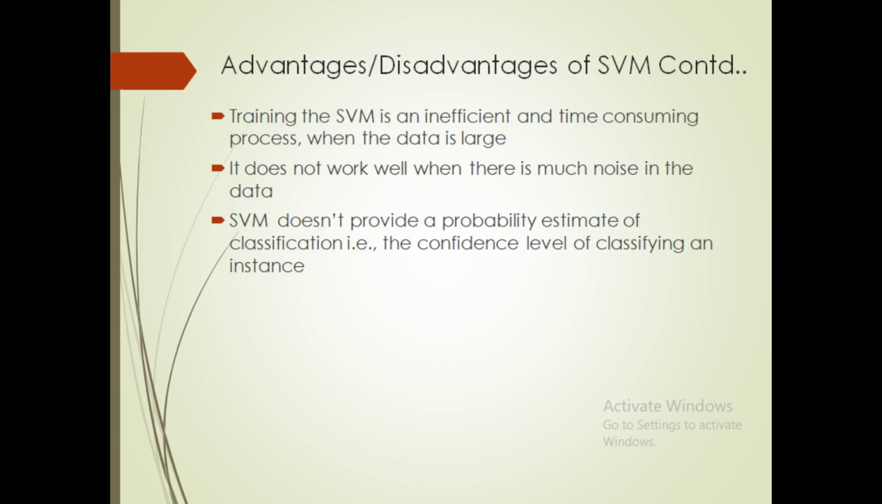Next is regarding noise. If noise is present in the training data, then SVM doesn't work well. SVM doesn't provide a probability estimate of classification. That is, whatever classification is done, we will not have a confidence of whether it is 90% accurate or 50% accurate. The probability is not known to us.